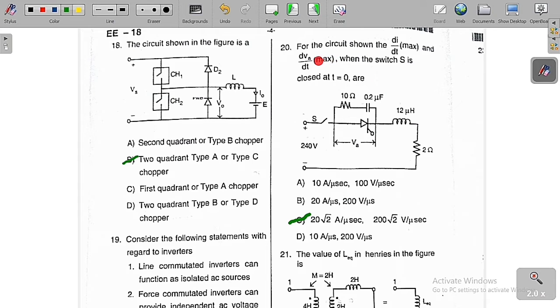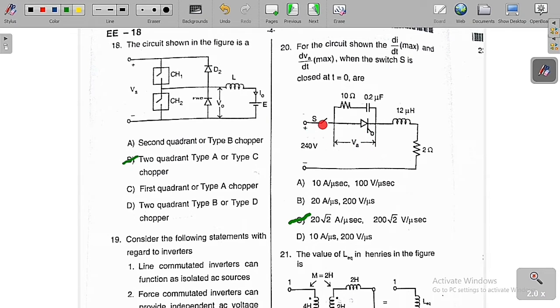See the question here. For the circuit shown, find di/dt max and dVA/dt max when the switch S is closed at t is equal to 0. So in this question, this is a circuit diagram. You can see clearly this is the thyristor, this is a snubber circuit. The snubber circuit consists of a resistor and a capacitor, and there is an inductor. Here the supply voltage is a DC voltage source of 240 volt, and this voltage VA is called the voltage across the thyristor.